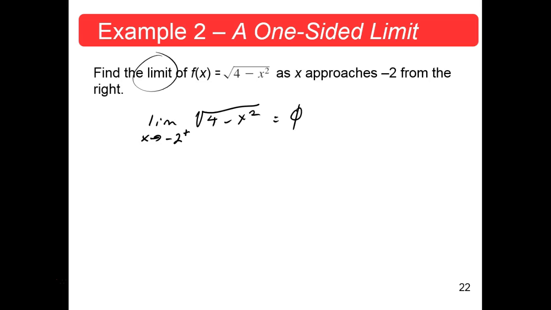Okay, so you can approach it from the positive side by plugging in anything greater than -2, like -1, and that's no sweat here either. But you can't approach from the left-hand side.